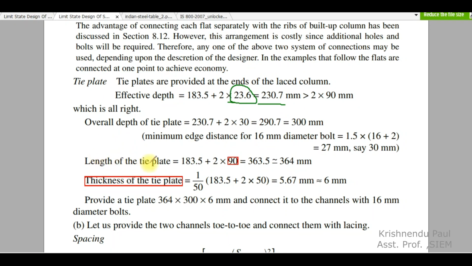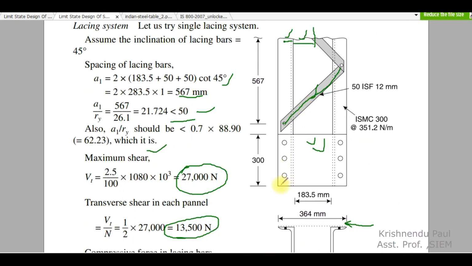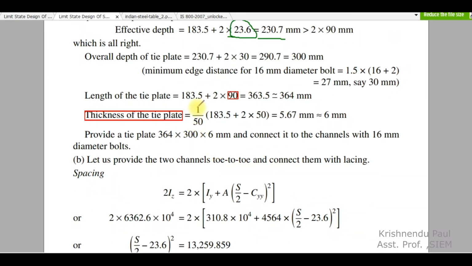Now the length of the tie plate. What is the length? The length is basically from this edge to this edge to this edge. So this spacing is S, and this is BF, right? So the length of the tie plate will be 183.5 spacing plus 2 into 90, that is 363.5. The next rounded up figure is 364 millimeter. The thickness of the tie plate is also to be determined.